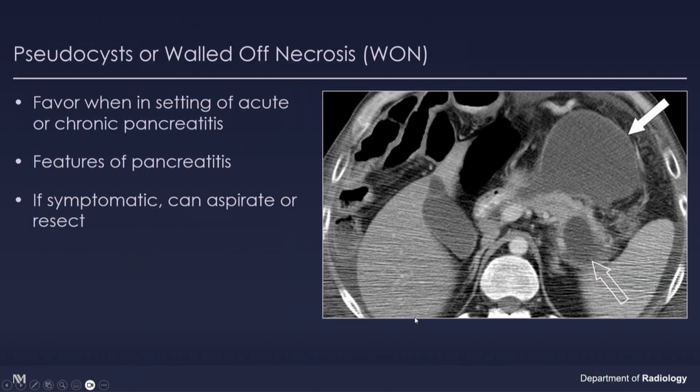So when do we consider pseudocyst or walled-off necrosis? Well, that we consider in the setting of acute or chronic pancreatitis, if there are features of pancreatitis, or if the patient had a history or imaging or clinical findings suggestive of pancreatitis. If they're symptomatic, certainly they can be aspirated or resected. Here's an example of these fluid collections. We used to call these pseudocysts, but a lot of these, as I mentioned, especially when they arise from the pancreas, are actually due to walled-off necrosis.